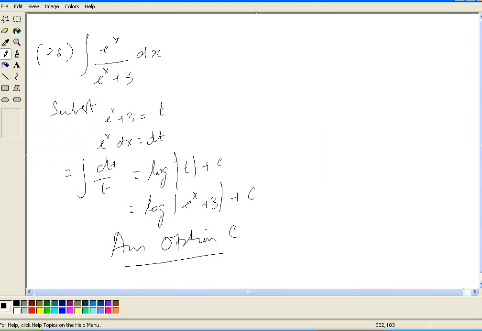Going to our worksheet, we substitute e power x plus 3 equal to t. So differentiating on both sides, e power x dx equal to dt. So the integral becomes integral dt by t equal to log t. We also write it as log of mod t, because we take only the positive value inside a logarithmic function. So it is log mod of t plus c, or log of mod e power x plus 3 plus c, or option C.